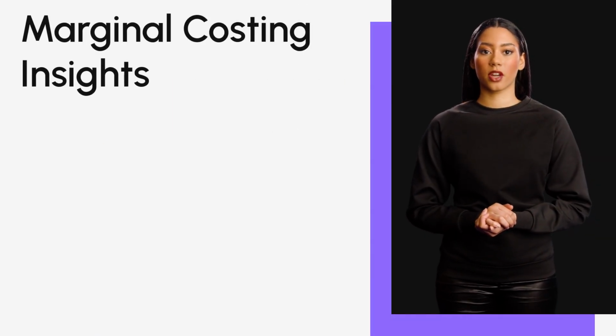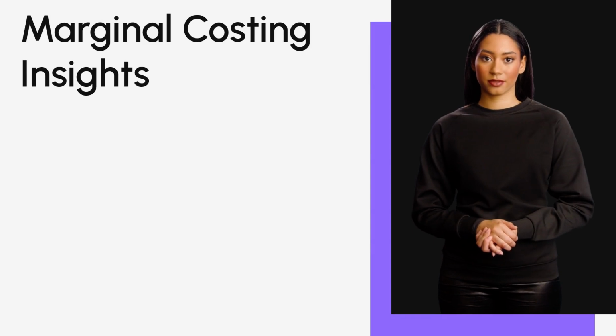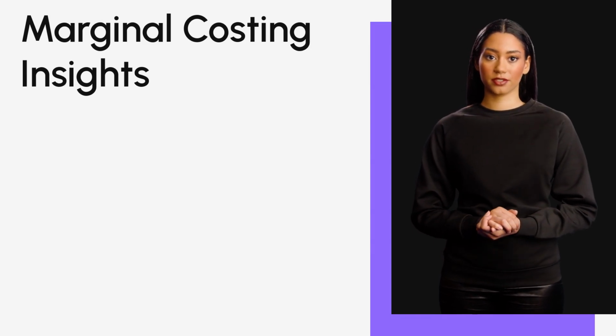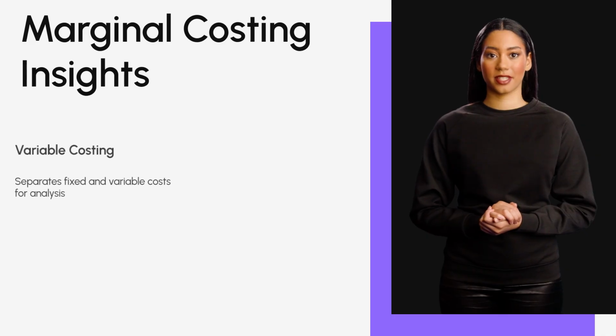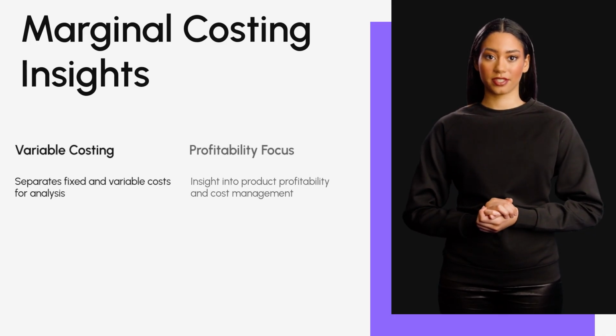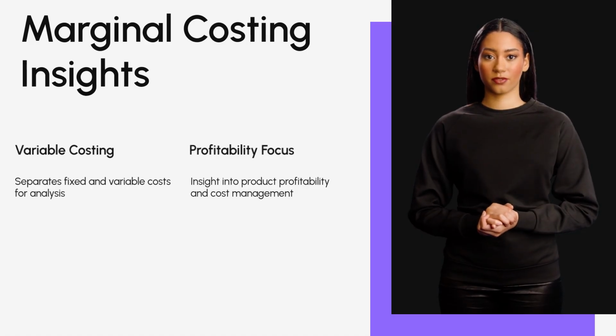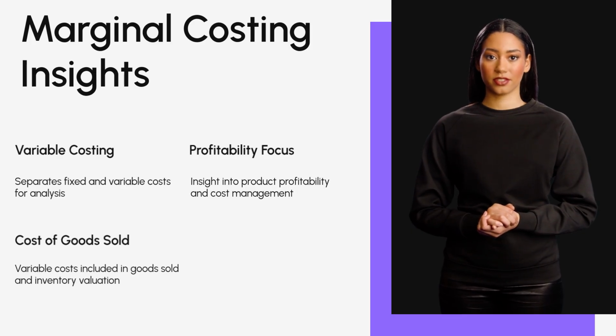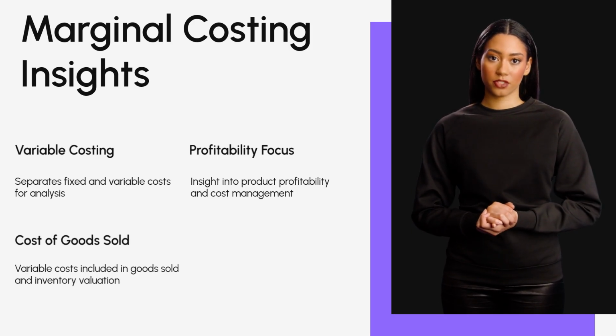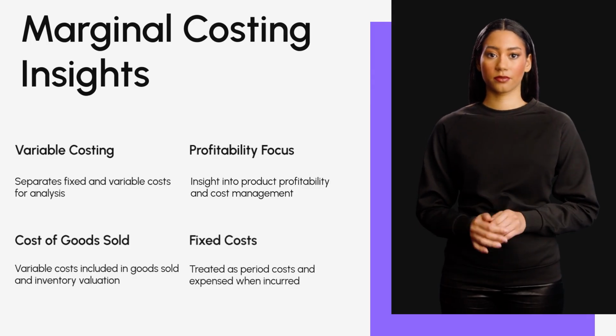Marginal costing, also known as variable costing, separates fixed costs from variable costs. This technique provides insights into the profitability of individual products. Only variable costs are considered in the cost of goods sold and inventory valuation. Fixed costs are treated as period costs and expensed when incurred. This approach aids in better financial analysis.